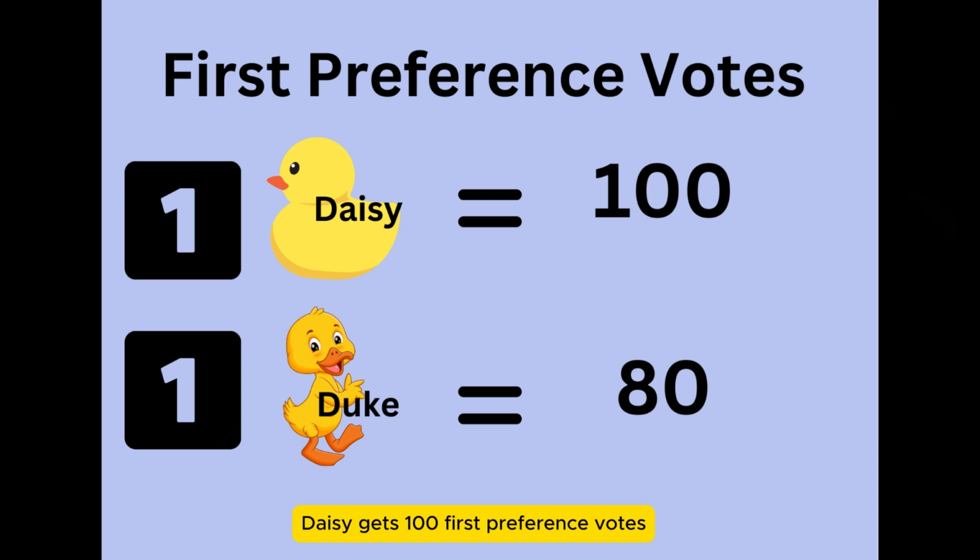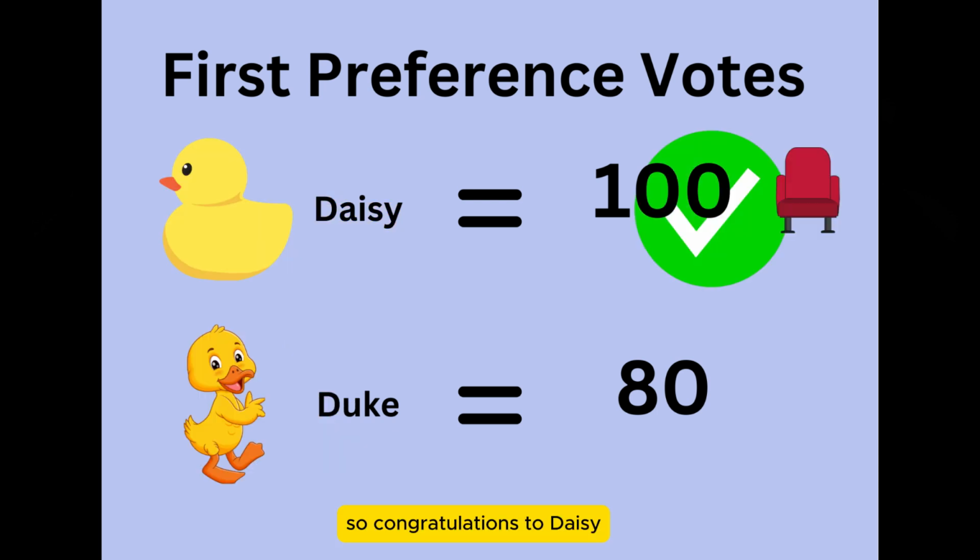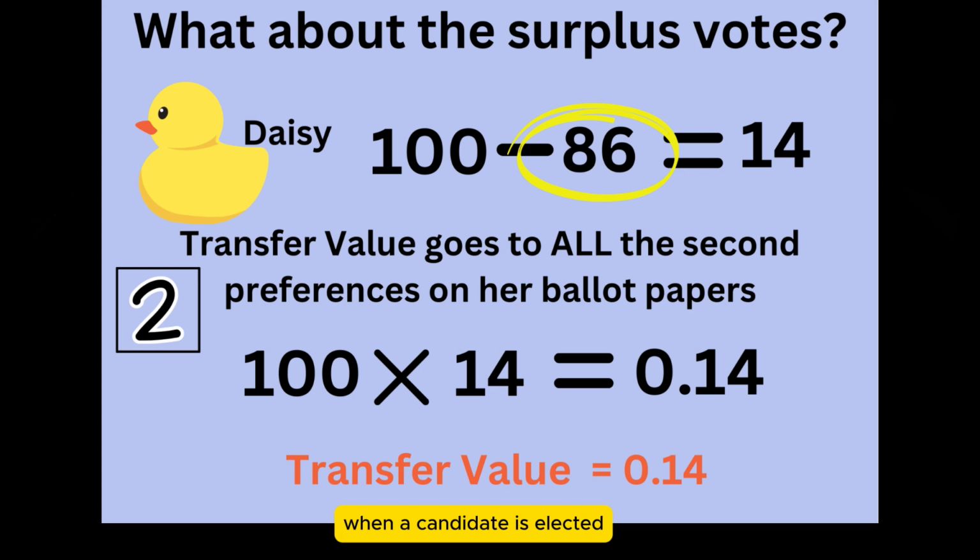Daisy gets 100 first preference votes and Duke gets 80 first preference votes. So congratulations to Daisy, she makes the 86 quota and she is elected into the Senate. Duke, he does not make the 86 quota, so he is not elected yet, but he still has a chance. When a candidate is elected with more than the required votes, their surplus votes are redistributed. So Daisy got elected with more votes than she needed, so we have some surplus votes, about 14.